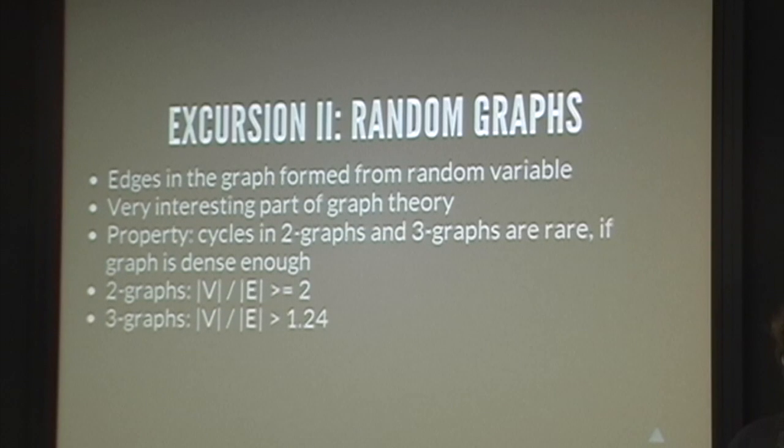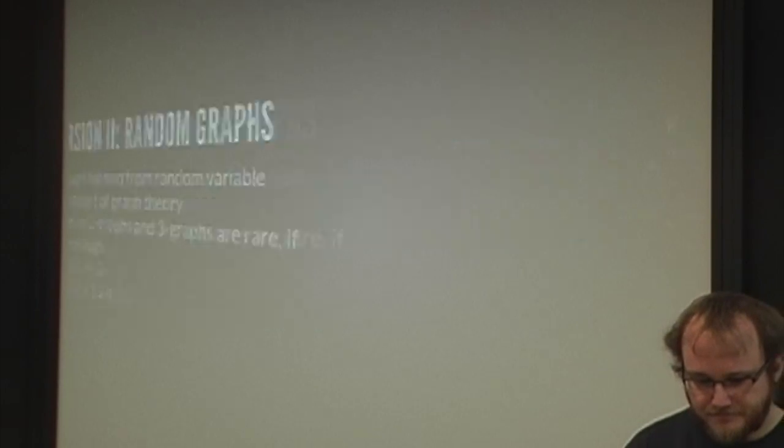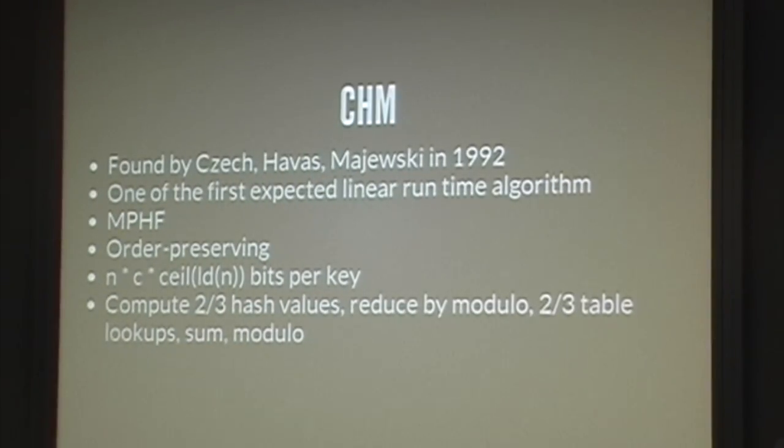And what basically happens is if I have twice as many nodes as edges, I'm very unlikely to find a cycle, and if I have 3 graphs, it's even better. I only need 25% more nodes, and the probability of finding a cycle in the tree is basically 0. I'm going to come back to that in a moment.